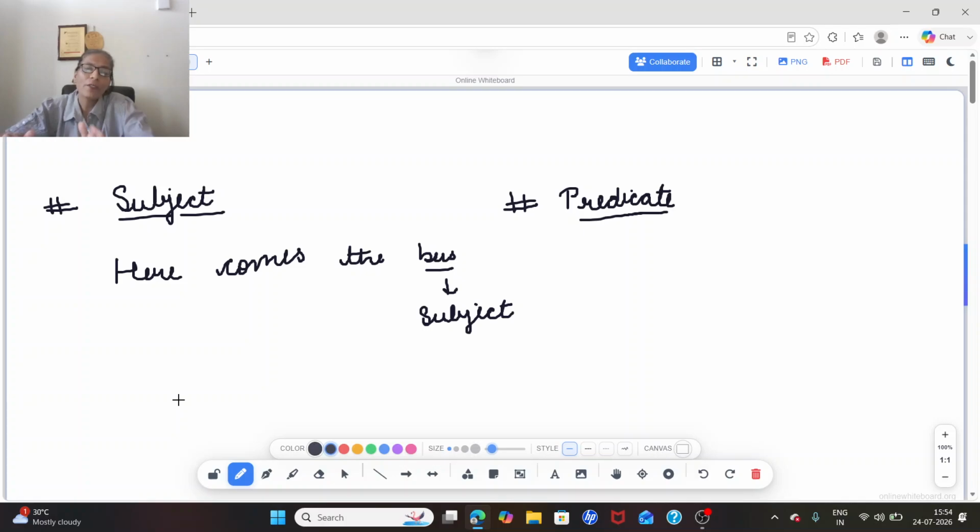Yes. So when I say Mohan is a good boy, Mohan comes in the beginning. It is the subject. And here comes the bus: bus is the subject, but it is coming at the end. So the rule says that the subject of a sentence usually comes first, but occasionally it is put after the predicate also.